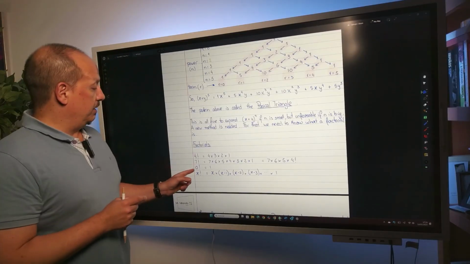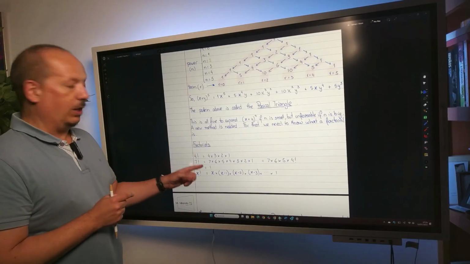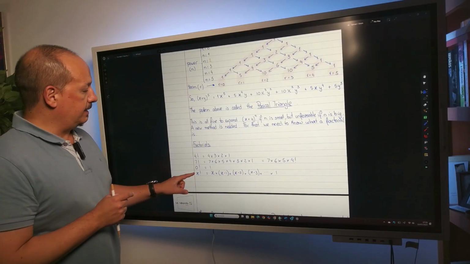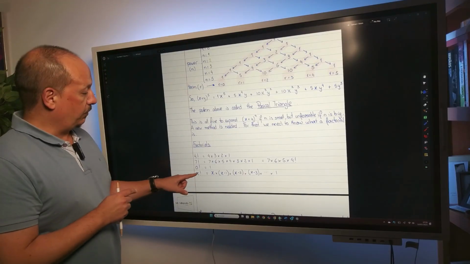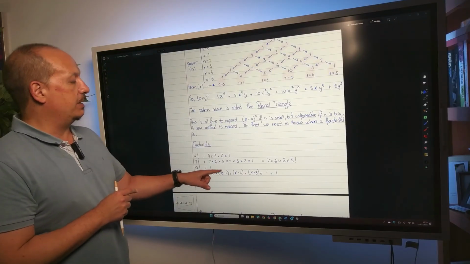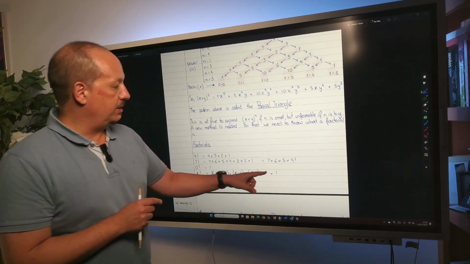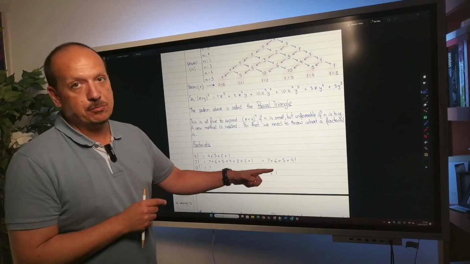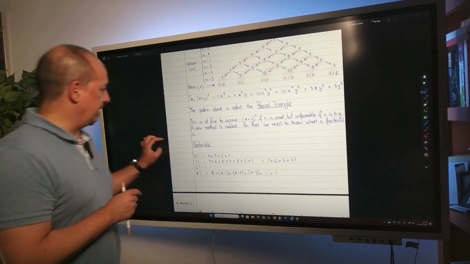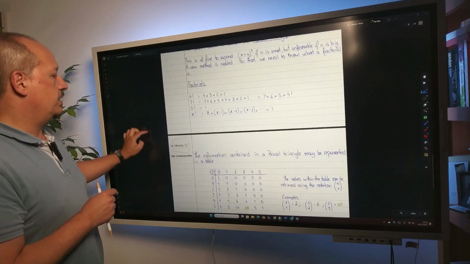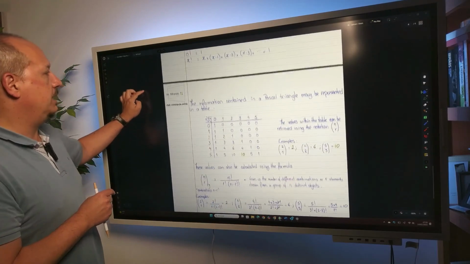By definition, the factorial of 0 is 1. You need to know that. And x, whatever x is, factorial is x times x minus 1 times x minus 2 times x minus 3 times etc. until times 1. Okay? So factorials are these numbers. What are these going to be used for? We're going to see in a bit.